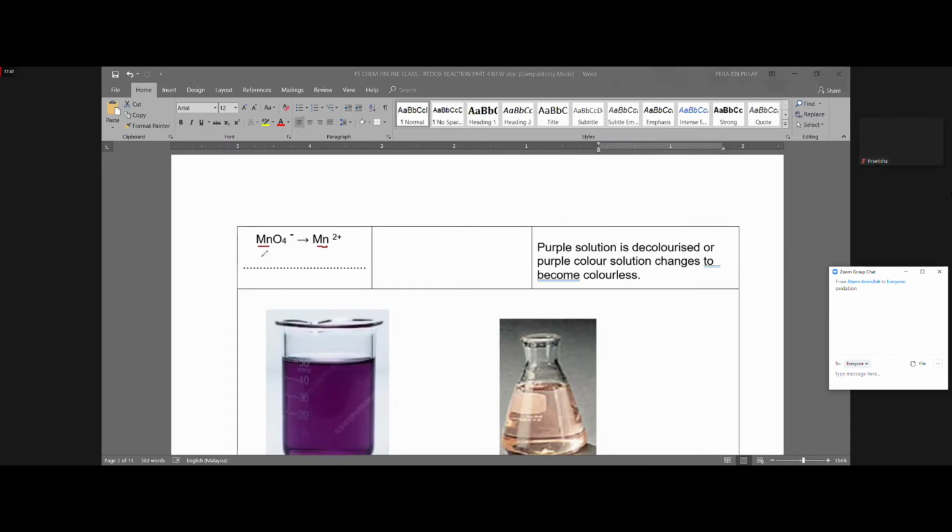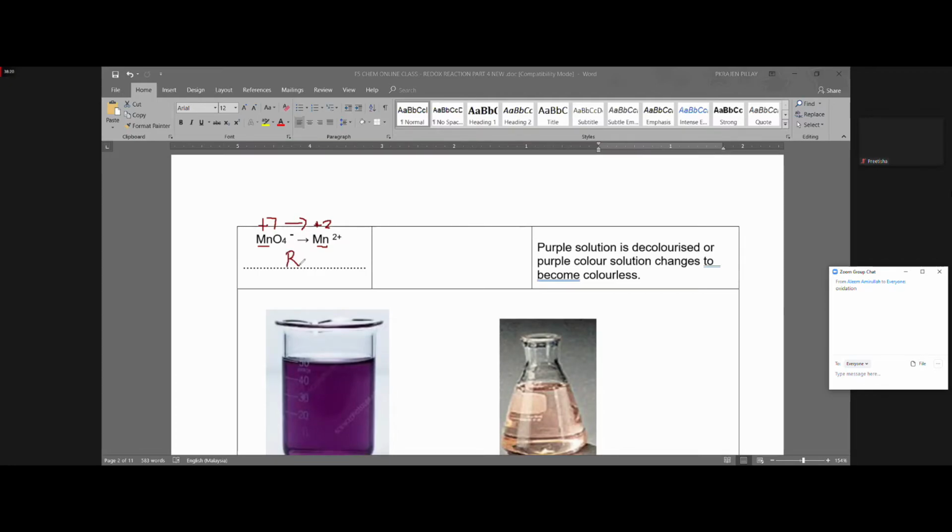Remember that we worked out the oxidation state of MnO4. This is +7, so +7 becoming +2. Can you follow me? That's what Celine did. So you don't compare -1 to +2. So +7 to +2 is what type of reaction again, Celine? Reduction. Okay, that's one thing.